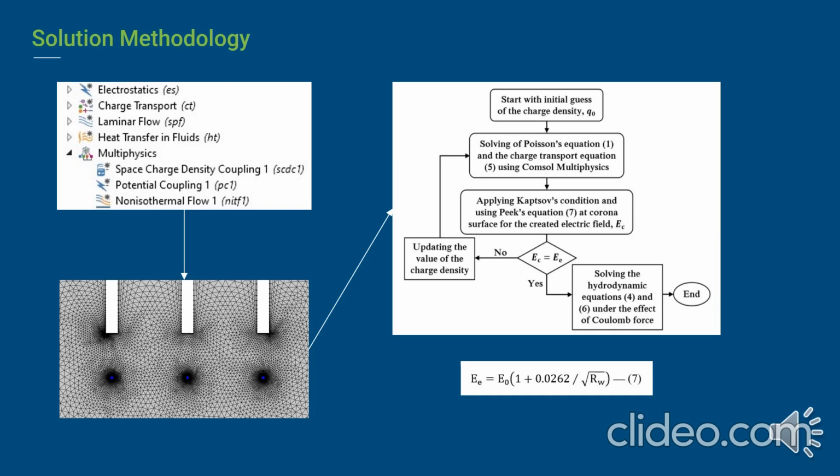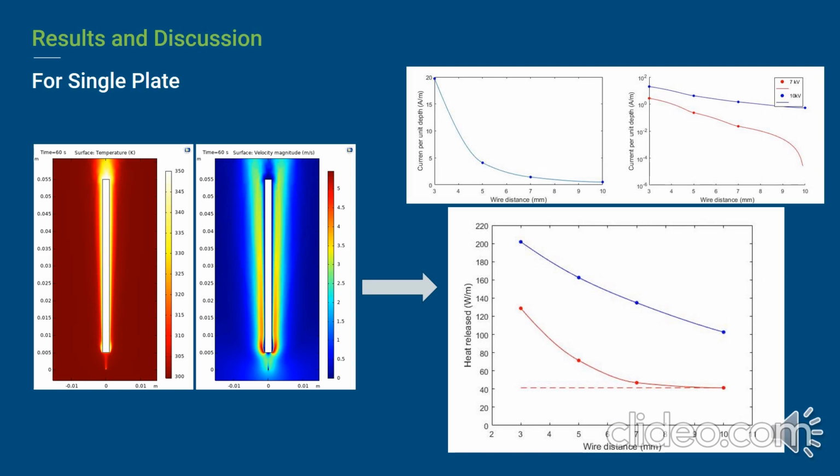To solve these equations, first we introduce all of these modules in COMSOL, create a good enough mesh, and start with an initial guess, then apply something called Kaptsov's condition that determines how much the charge will be at equilibrium, and it is given by this equation. So first we give some initial guess of charge density at our wires. We solve for the electric field. If it is not equal to this, we run the loop again and again by changing the guess value, and when that occurs, we give it as input to the momentum and energy solver. These are some results that we obtained from our study.